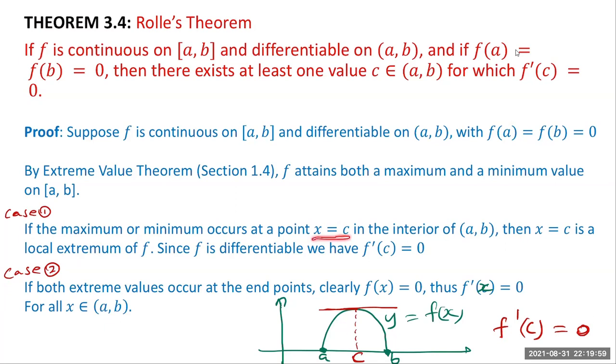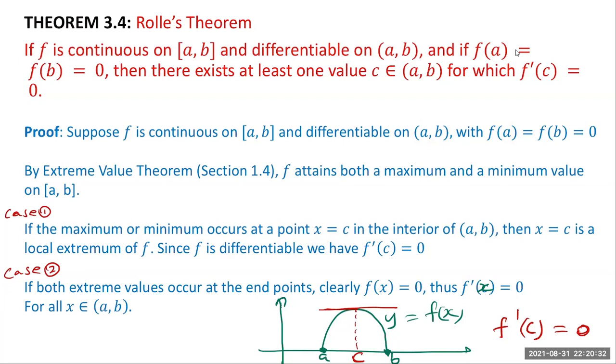So that means x equal to c is a critical point. There are two things that can happen. Either f prime of c does not exist or f prime of c is equal to 0. But we cannot say that f prime of c does not exist because we are given that my function is differentiable on the interval a comma b. So f prime of c exists, and the only possibility is that f prime of c has to be 0. All right, that's case one.